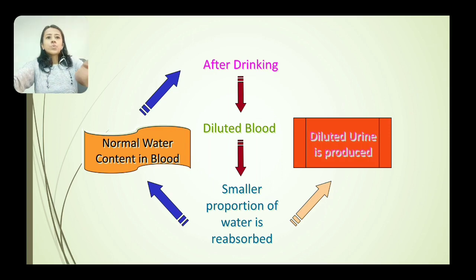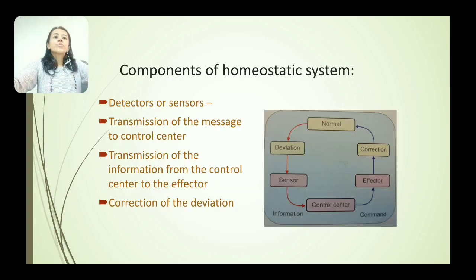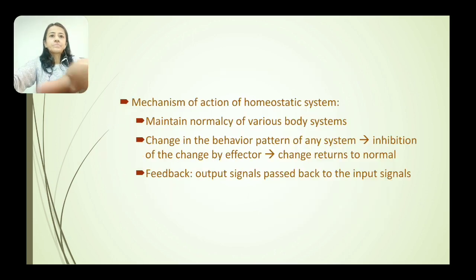Now we discuss the components of the homeostatic system. Here there are detectors or sensors as we have discussed. Whenever there is deviation from the normal set point, detectors or sensors detect the deviation. This information is transmitted through sensors, and it reaches the controlling center, which acts through effector and brings the change back to normal.